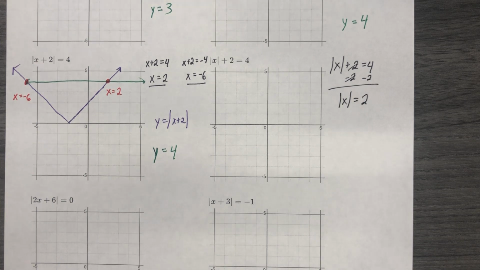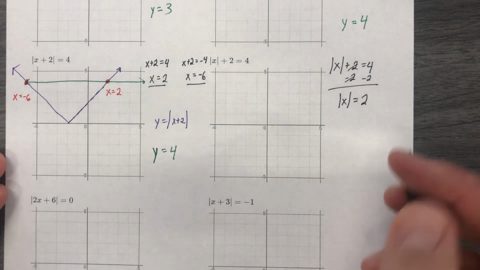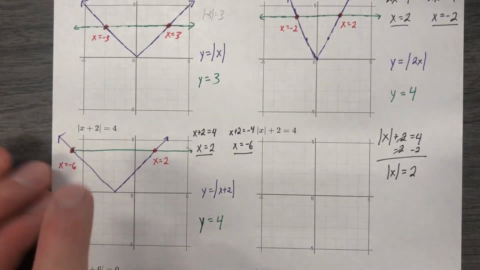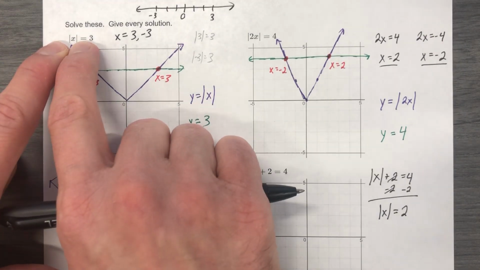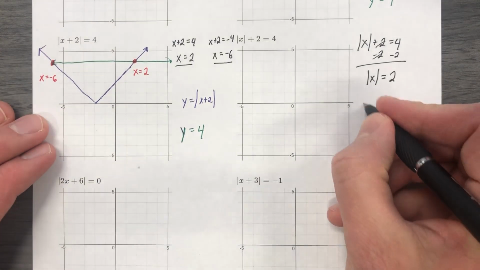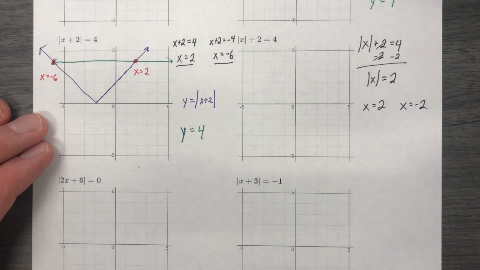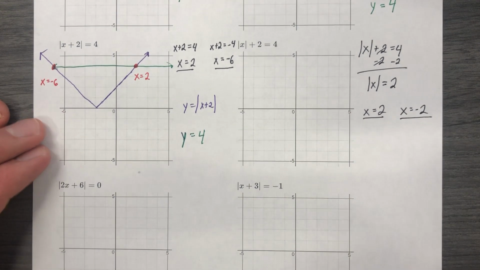Okay? We now have the absolute value of x equals 2. I could not just change this 4. I had to get the bars alone. Every problem so far had absolute value on one side all by itself. It was great. And so I have x equals 2, x equals negative 2. Okay? Now I could graph it the way I've done the other ones.